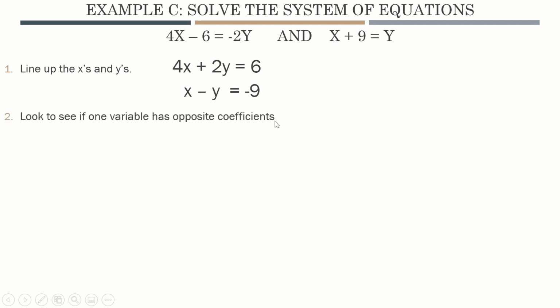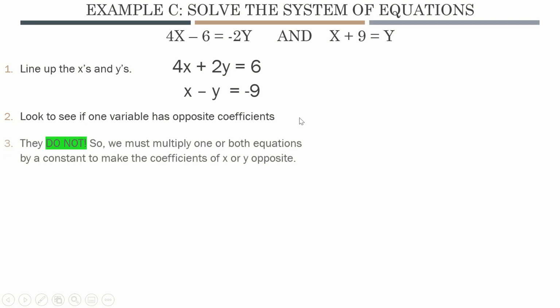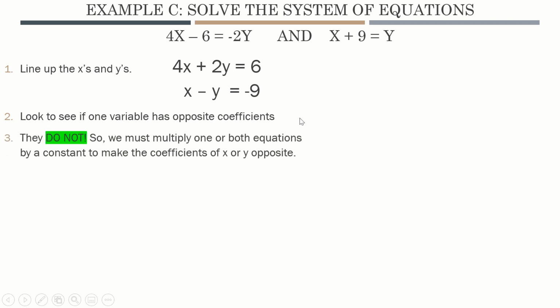Once my variables line up, I look to see if a variable has opposite coefficients. Coefficients of x are 4 and the invisible 1. They are not opposites. The coefficients of y are 2 and the invisible negative 1. Again, not opposites. So they do not have opposite coefficients. So we multiply one of the equations or both by a constant to make them opposite. So in this case, I'm going to multiply the bottom one by negative 4.